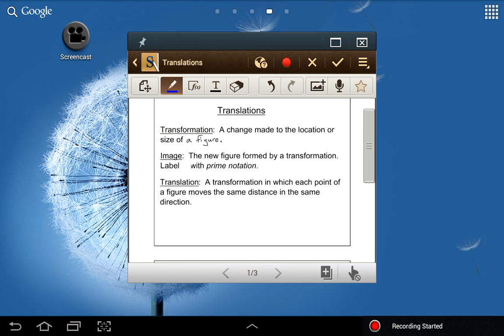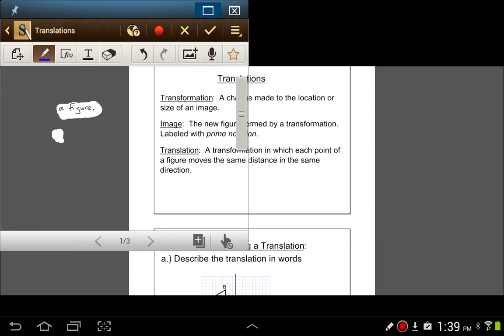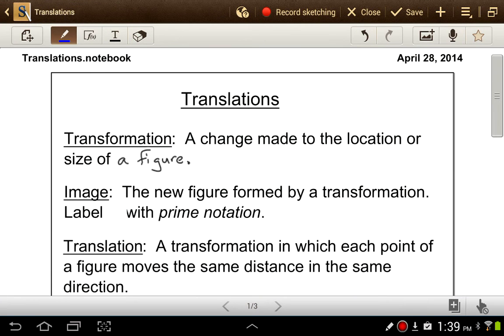Okay guys, here's what we have today. Translations. Alright, so we're going to go over our translations here.